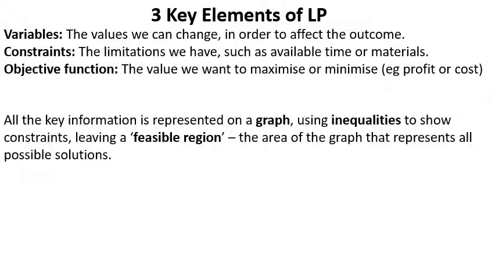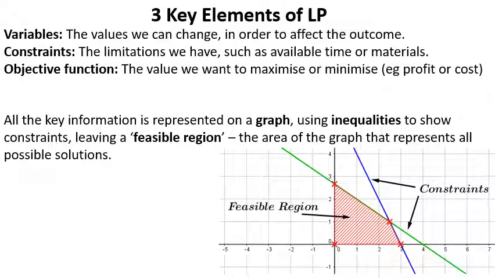All the key information we can represent on a graph. The reason it's called linear programming is that in this particular situation, we're dealing with things that connect together in a linear way. They produce straight lines when we draw them on a graph. We use inequalities to show the constraints, and we have a feasible region, which is the region left behind when you've got rid of the inequalities.